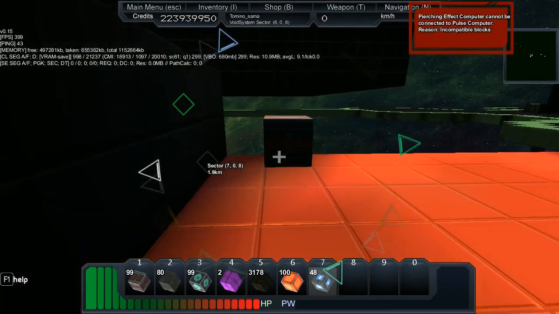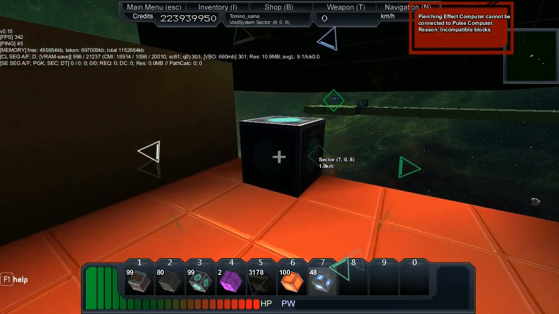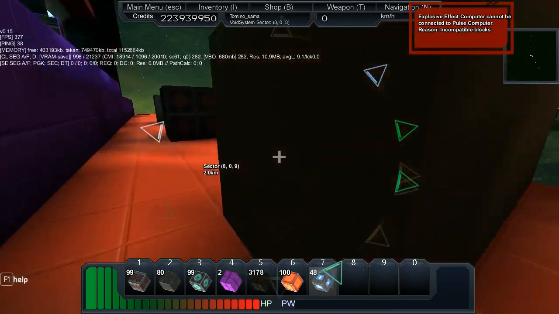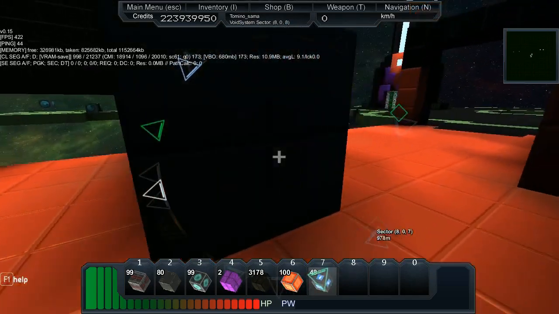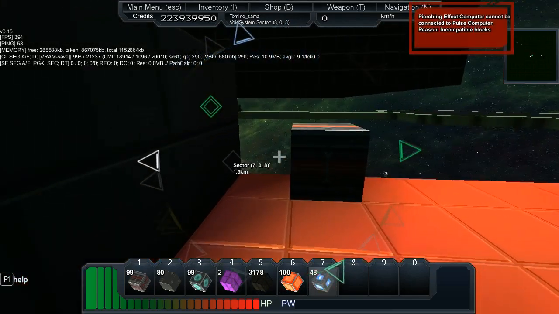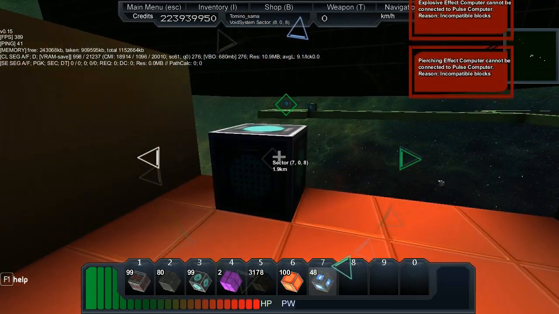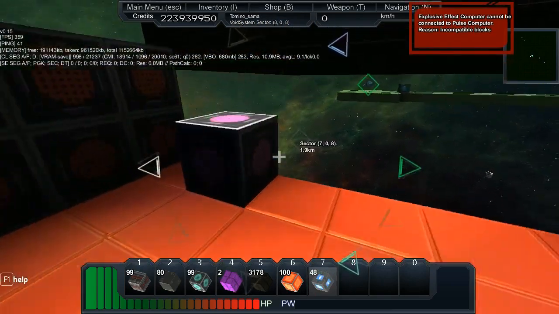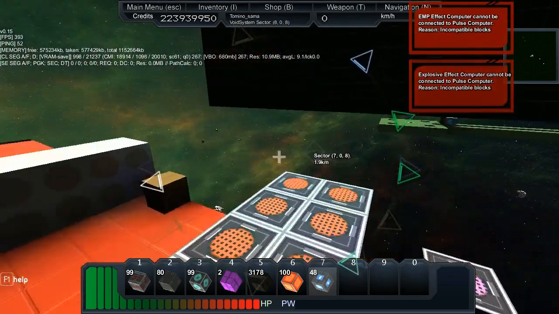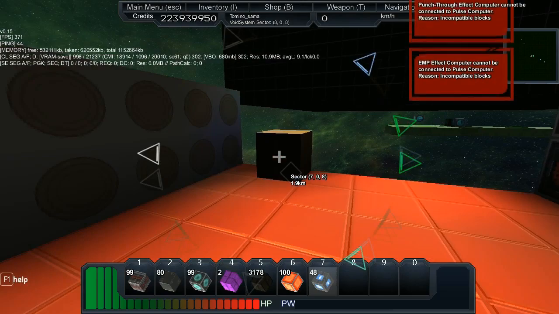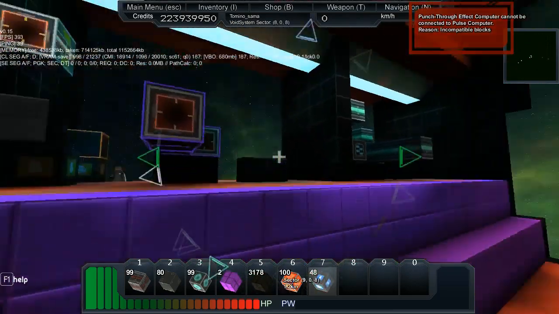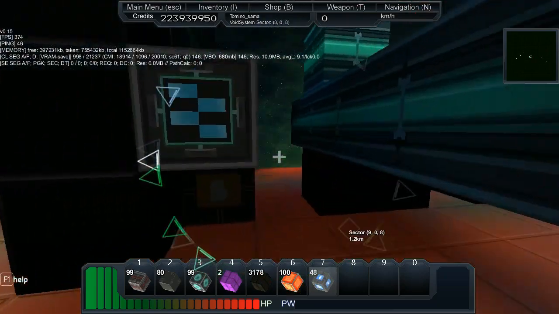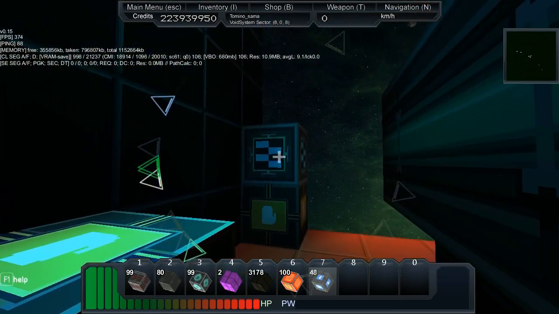Oh, there we go. Yeah, incompatible blocks. Next. Incompatible. So I don't think that... And it's telling me what they were now. Right, hang on. So the first one is piercing effect. The second one is explosive effect. The third one is EMP, as you said. And the fourth one is punch through. So yeah, we can't actually attach this weapon to the effect blocks. So that's good to know.